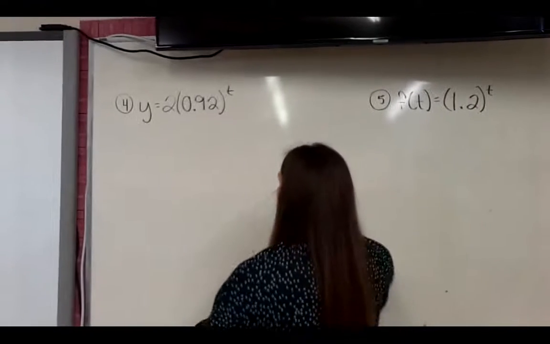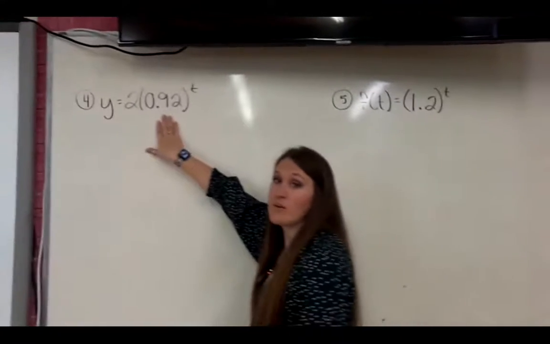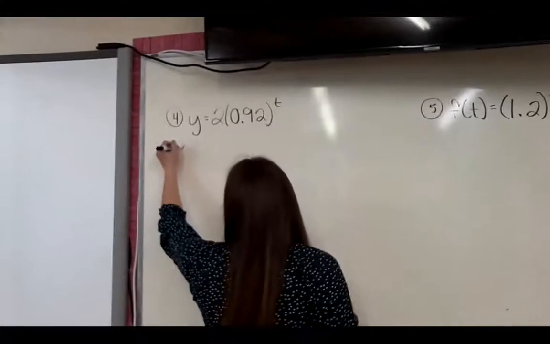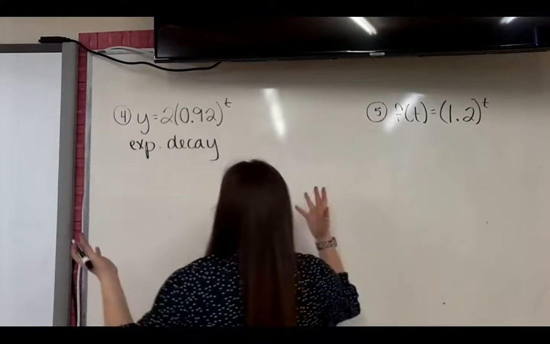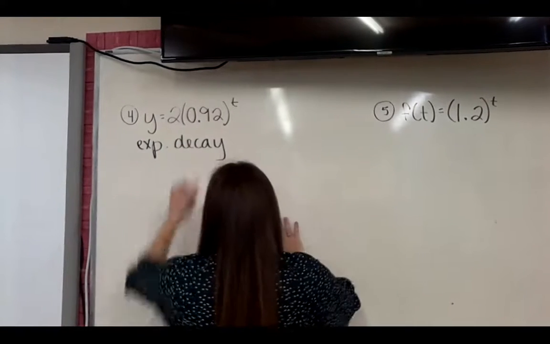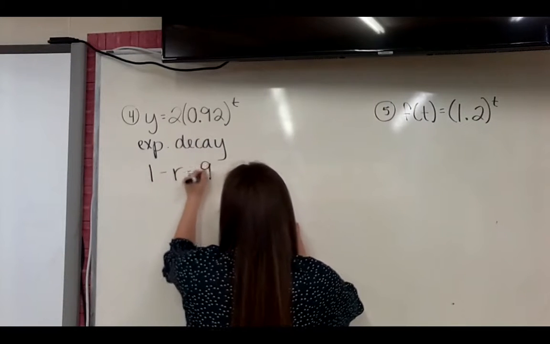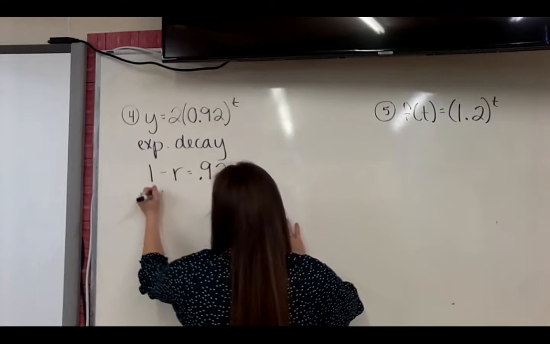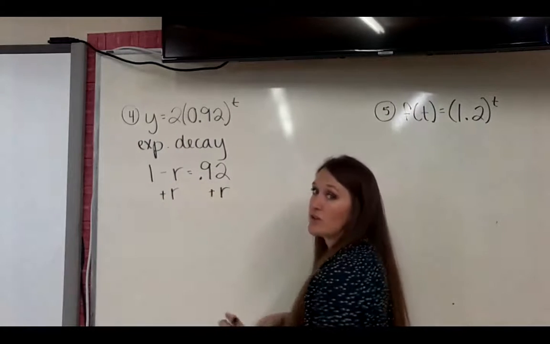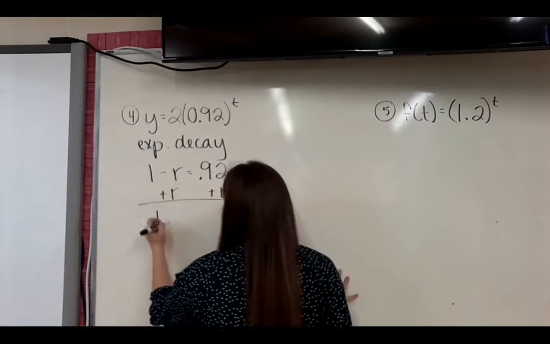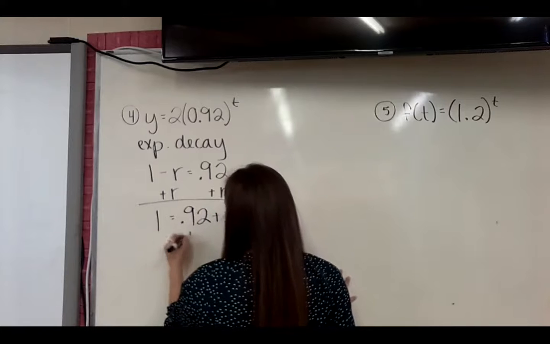On 4, just by looking at it, it's 0.92, which is less than 1, so we already know it's exponential decay. Now we just have to figure out what r is. Since we know it's decay, we know inside there would be 1 minus r to get 0.92. So we can just solve for r. Add r to the other side, and you could get rid of the 1 and then get rid of your negative. I'm just going ahead and making my r positive. So then subtracting.